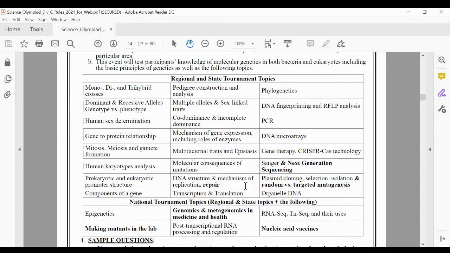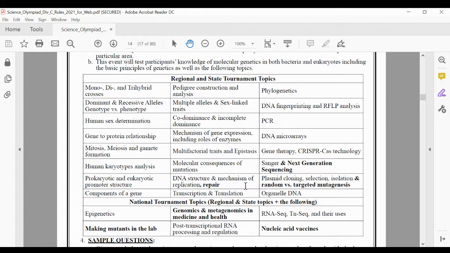Human sex determination is quite a broad topic. Just make sure you know the Y chromosome is the sex determining chromosome in humans, and a little bit about the SRY gene. So make sure you're familiar with that. Make sure you are familiar with transcription and translation. How do you get from gene to protein? Mitosis and meiosis and gamete formation. So make sure you know the differences and the similarities between mitosis and meiosis and how gametes are formed.